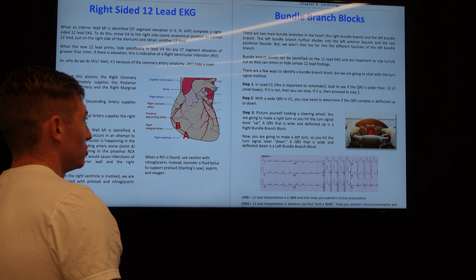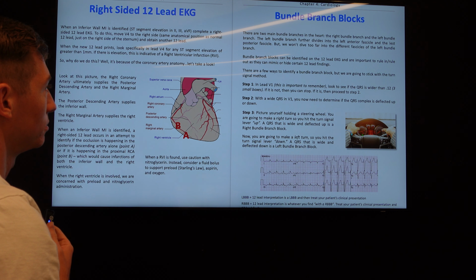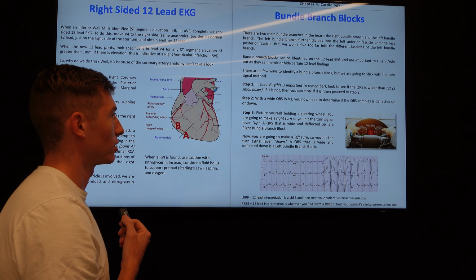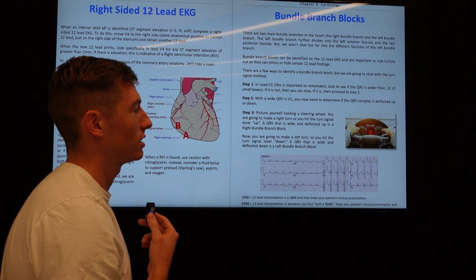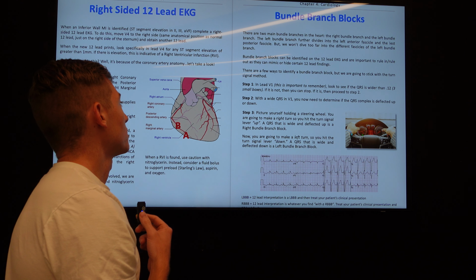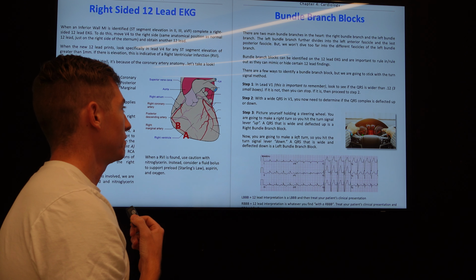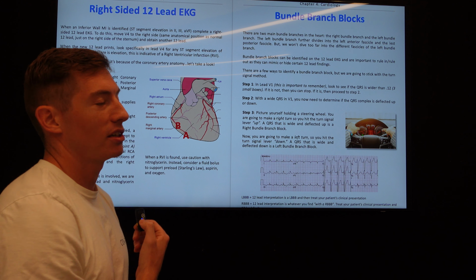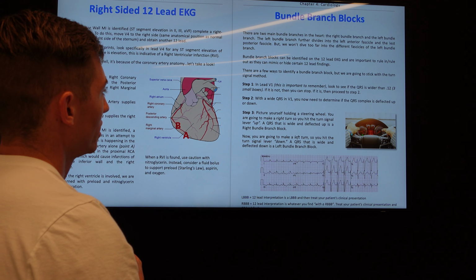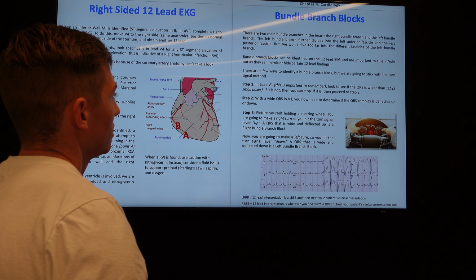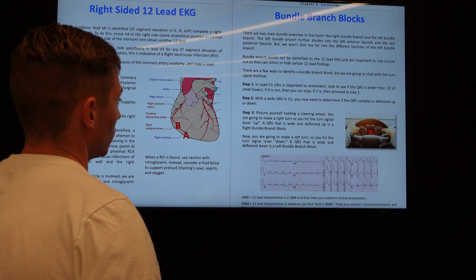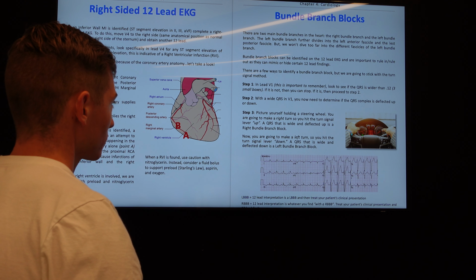So here's a simple way to identify the bundle branch block: the turn signal method. We're going to look in V1. It's important to remember, look at the QRS and see if it's wider than 0.12, fat and sassy. If not, then you can stop. If it is, proceed to step 2. With a wide QRS in V1, you need to determine if the QRS complex is deflected up or down.